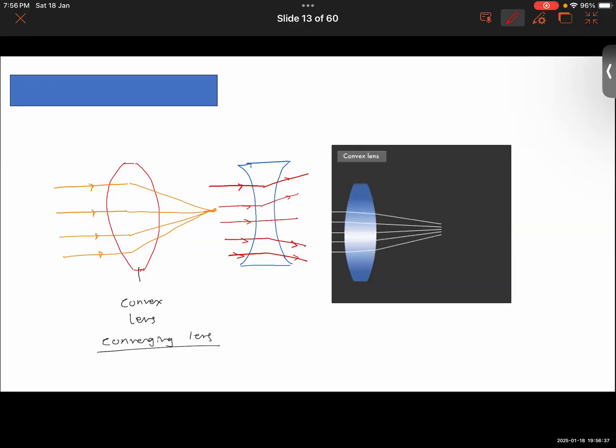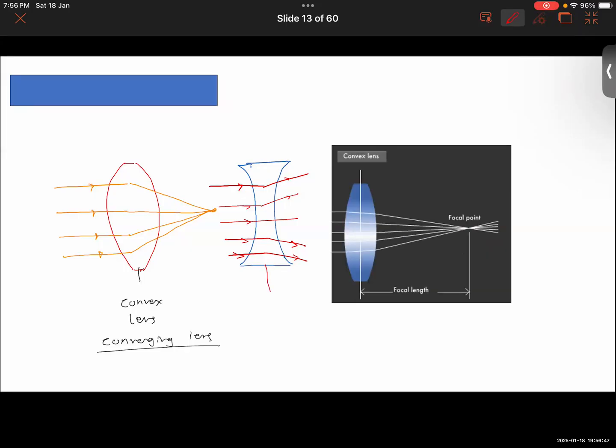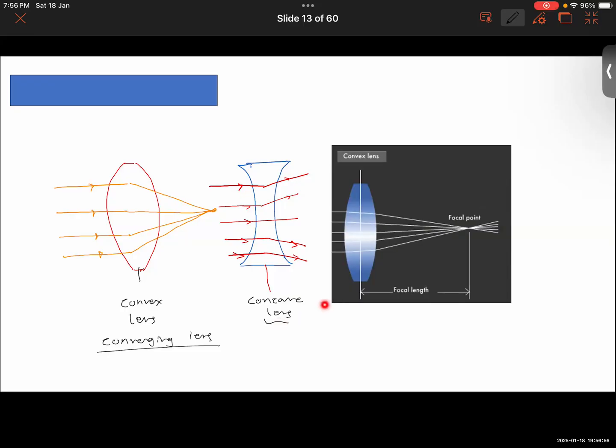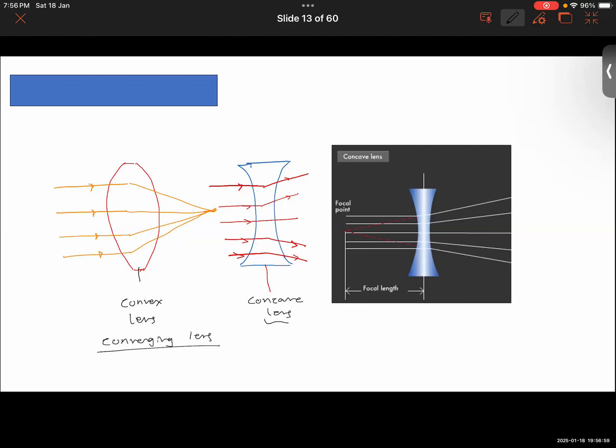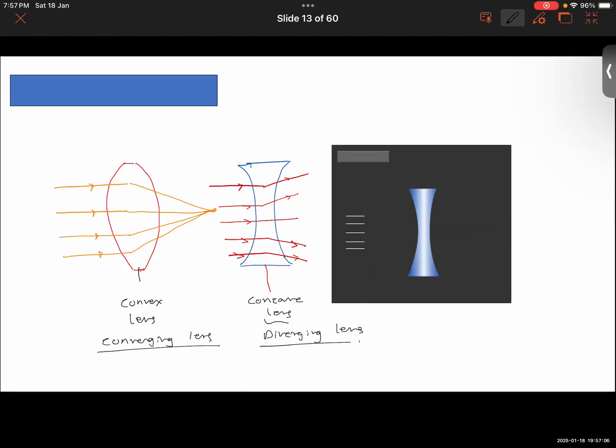Yes, Aman. So as you can see here, in the other type of lens, as the rays of light are passing through it, they go in different directions and do not come to meet at a point. So this type of lens is called the concave lens. Further, what will be its name? Should we call this a diverging lens? Yes, this one is going to be called a diverging lens. Good. So that is about the two types of lens which we are discussing over here.